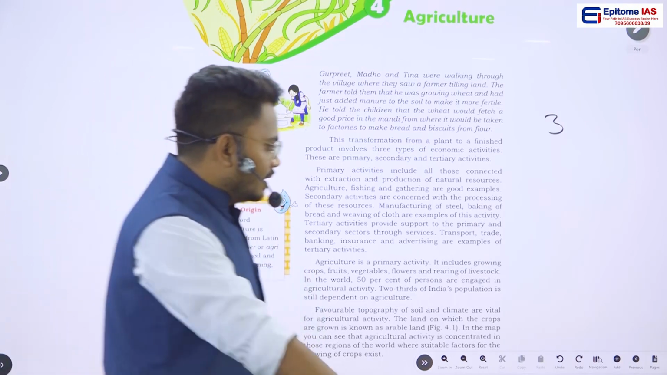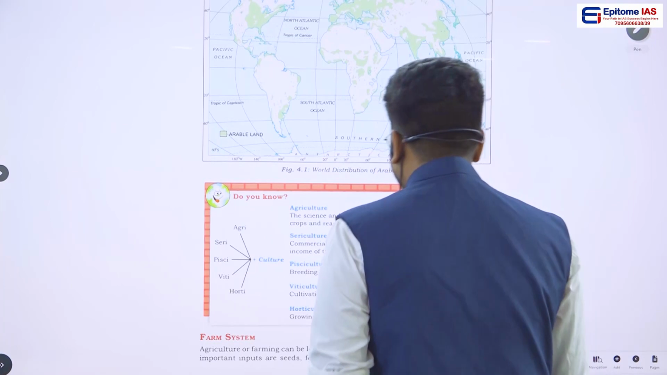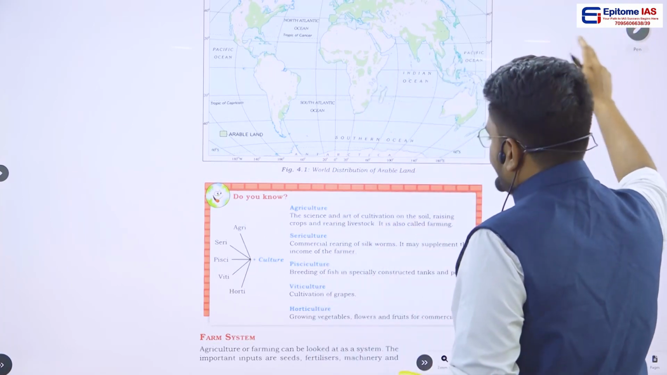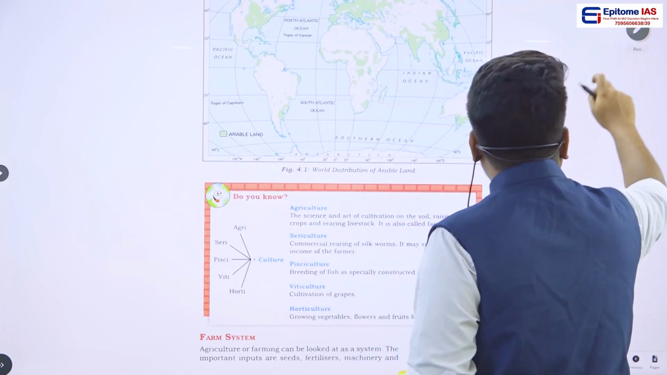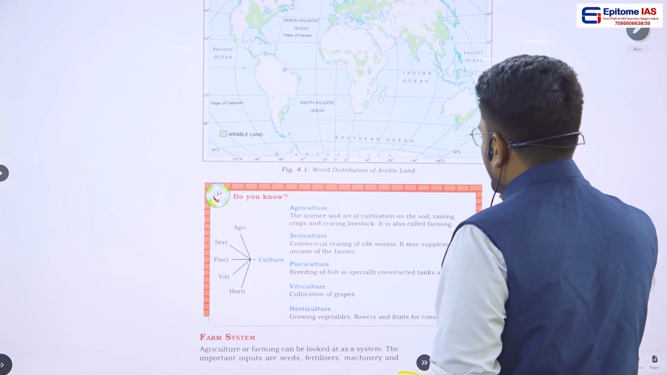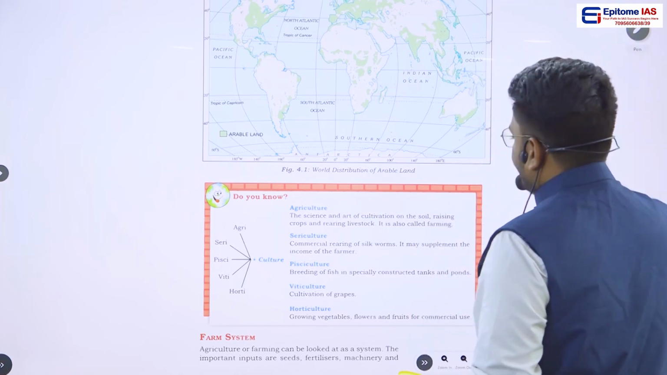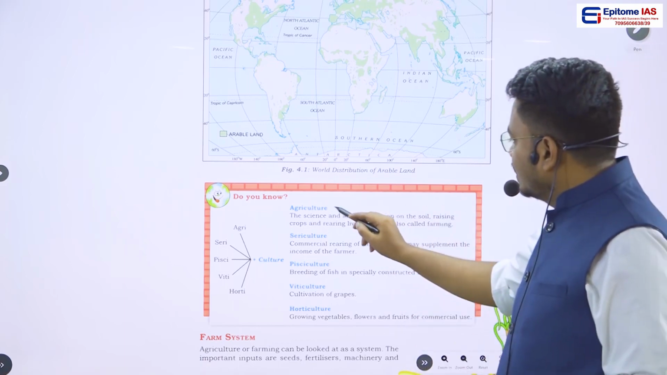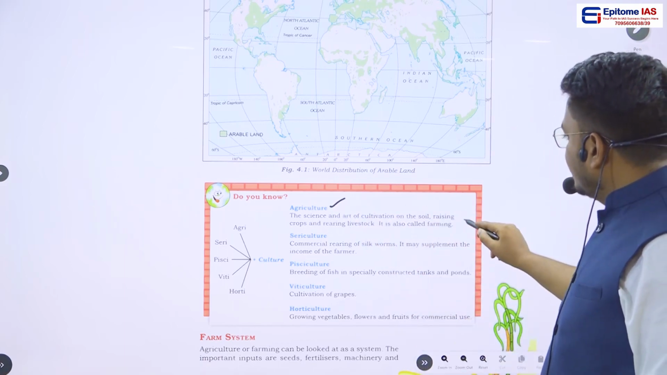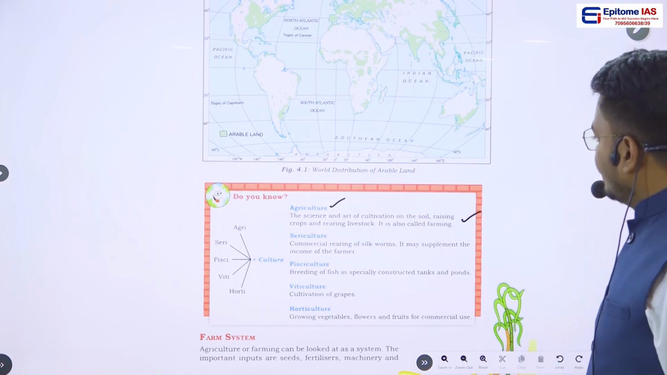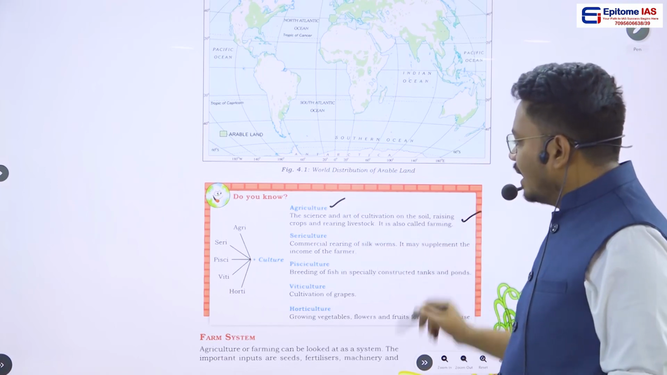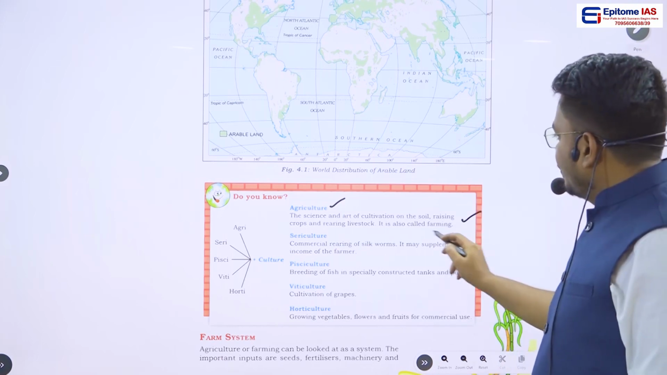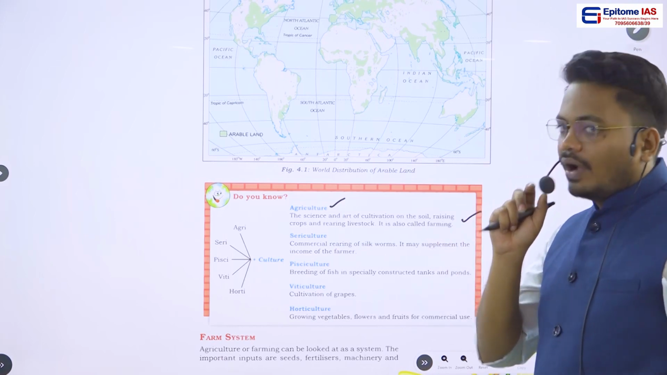In this chapter, some other cultures have been given which we should understand. First, what is meant by sericulture? First of all, we understood what is meant by agriculture: the science and art of cultivation on soil, raising crops and rearing livestock. This agriculture we also call farming.